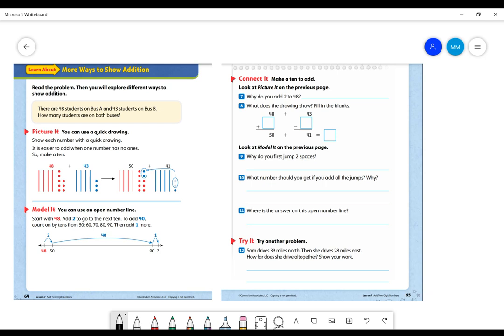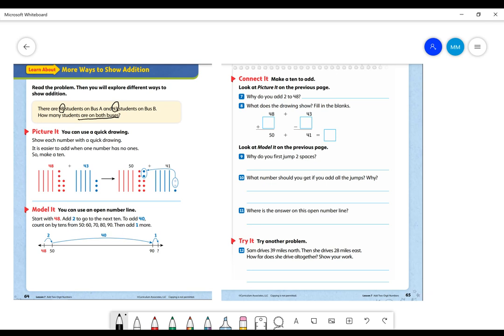So I'm going to circle my parts and underline what it is telling me to do with those parts or whole. So let's go back and look at it again. It says there are 48 students on bus A. So I'm going to circle 48 and 43 students on bus B. How many students are on both buses? So if it's wanting us to put 48 and 43 together, are we adding or subtracting? We're adding, right? When I add, I combine two parts to make a whole. So we are adding 48 and 43.